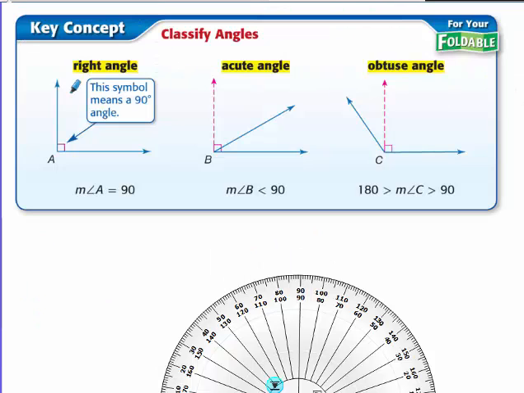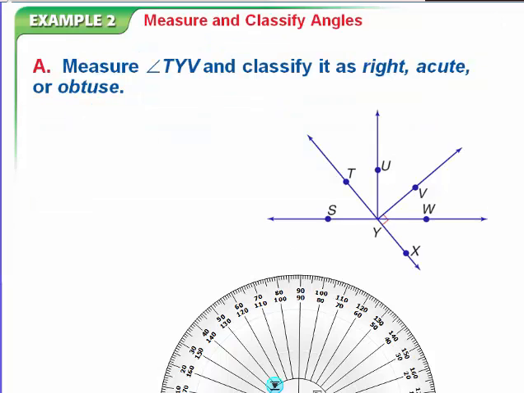Right, again, we said was equal to 90. Notice the box. Acute is less than 90, and obtuse is more than 90, but less than 180. So we're supposed to classify angle TYV as right, acute, or obtuse. So first I got to figure out where it is. So here's T, down to Y, and over to V. So we're talking about this highlighted angle in green.